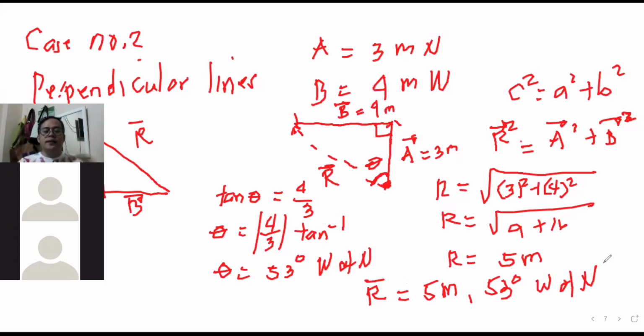What do we use? The Pythagorean theorem, once the two vectors form a perpendicular line. In drawing the vectors, you have to draw the first vector first and then attach the second vector on the head of the first vector. To locate the resultant vector, connect the starting point and the end point. That will be the resultant vector.